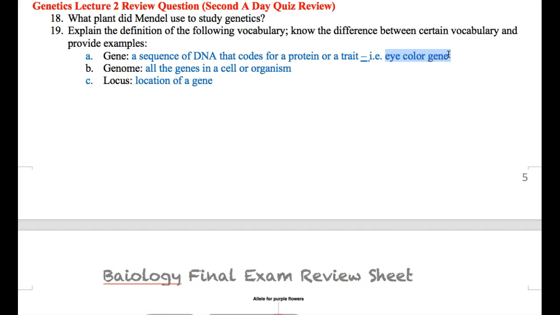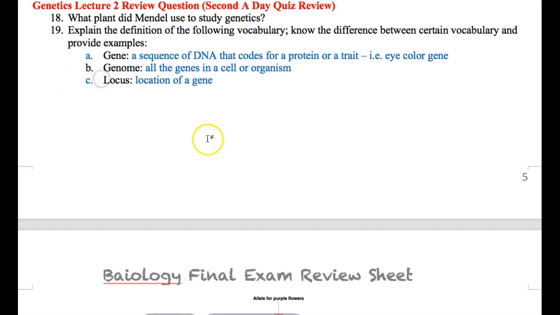We can have a hair color gene, a blood type gene, all of that. How big your nose is gene, but I'm sure that's not just one gene. So that codes for a trait or a protein. What is a genome? Those are all of the genes in a cell or organism. So when we talk about a human genome, that's all of the genes within your body.